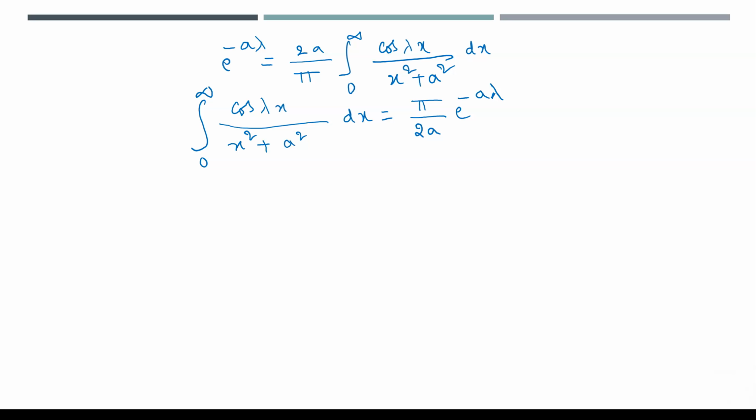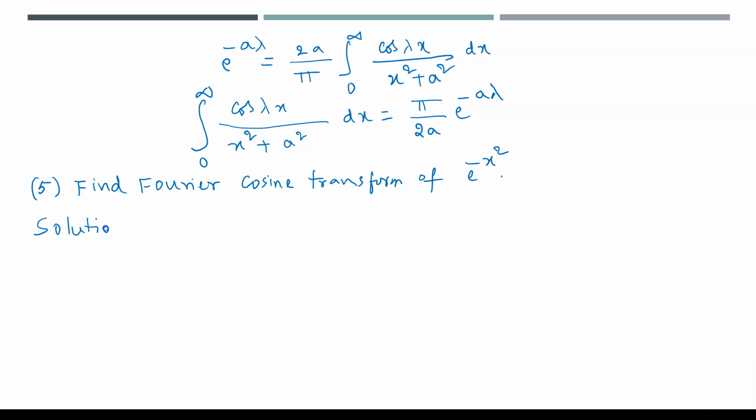Now let us see the next question, the fifth question. Find the Fourier cosine transform of e power minus x square. So here the given function is f(x) equal to e power minus x square.